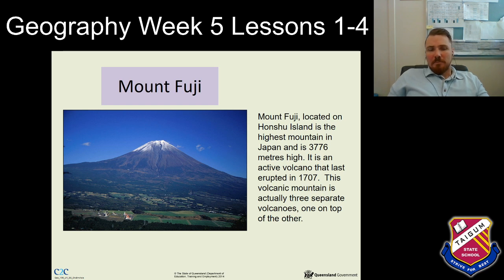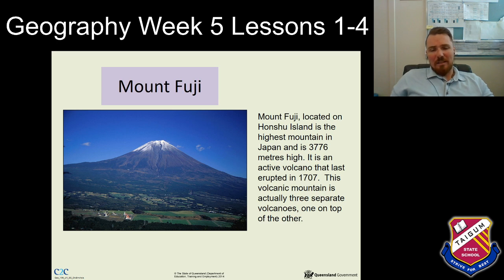Mount Fuji, which is a really spectacular mountain, you can see in the image there. It's amazing. It is located on Honshu Island, and it's the highest mountain in Japan. It's 3,776 meters high, which is enormous. It's an active volcano, and it last erupted in 1707.